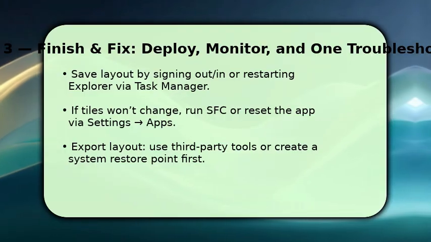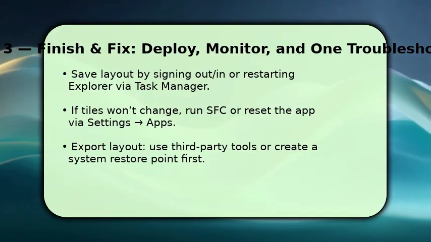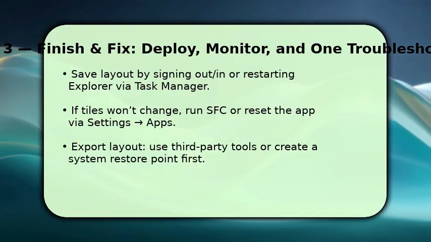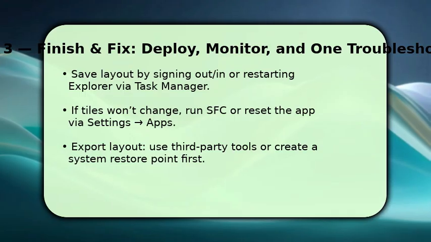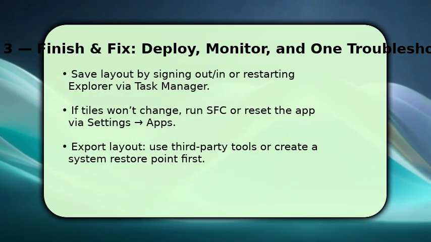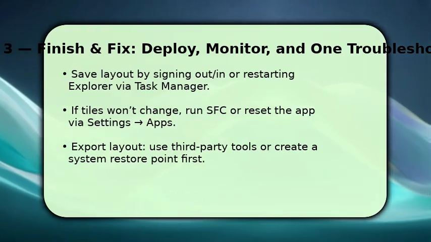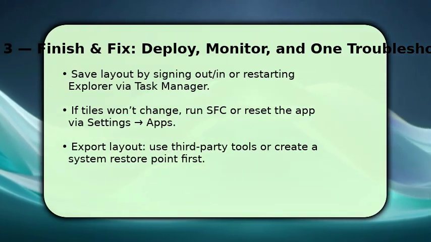If a tile won't change or an app behaves oddly, run System File Checker, sfc /scannow, or reset the app from Settings, then Apps. These fix permission and corruption issues. If things still go wrong, restore the system restore point you created earlier. Make sure to document what you changed so you can reverse specific steps without guessing.